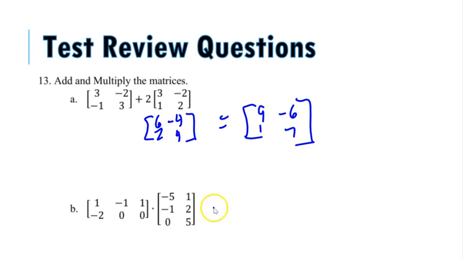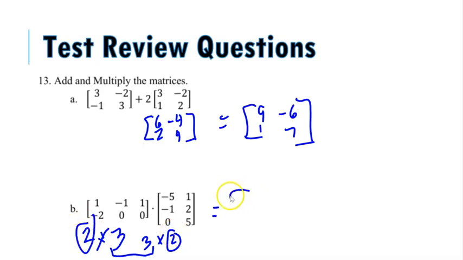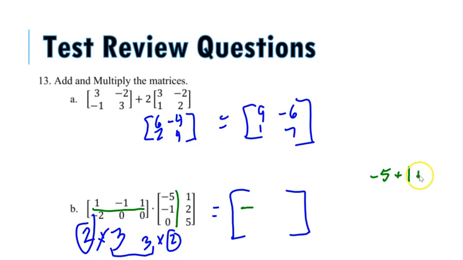And our last one here, we are multiplying. We've got to verify that we can multiply it. This is a 2 by 3, and this is a 3 by 2. Since the middle two are the same, my answer is going to be a 2 by 2. So to find this number, I'm going to take row 1, column 1. So 1 times negative 5 is negative 5. Negative 1 times negative 1 is 1. And 1 times 0 is 0. So if I add those up, negative 5 plus 1 plus 0 gives me negative 4.